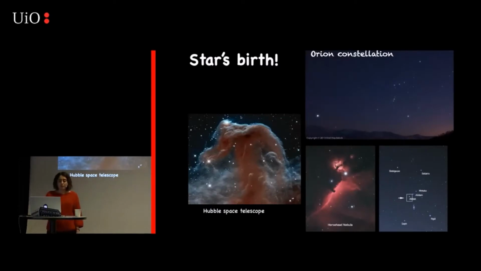Here you see a better image of Horsehead Nebula, which is taken with the Hubble Space Telescope. Nebulas are giant molecular clouds, mostly containing hydrogen and dust particles. And all the stars that we see in the sky are born from nebulas similar to this. So everything starts with a giant molecular cloud in which the dust and gas particles slowly come together to form a star.